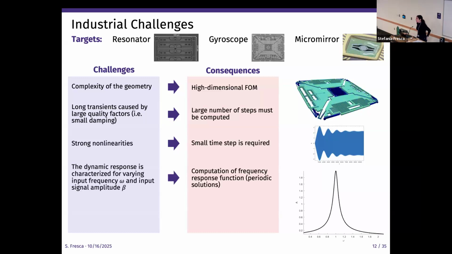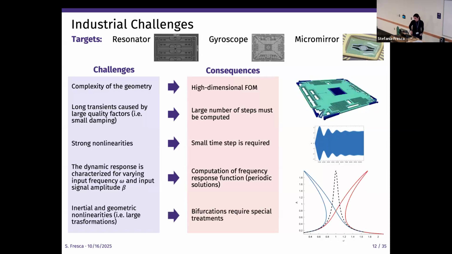The dynamic response is usually characterized by varying the input frequency and the input signal amplitude, so they need to compute an output of interest, which is the frequency response function. Finally, these devices undergo large transformations, which are modeled by means of inertial and geometric nonlinearities, which turn the behavior of the FRF into a hardening or softening behavior. And this means that the solution is no more unique in some frequency regions, so bifurcations require special treatments.